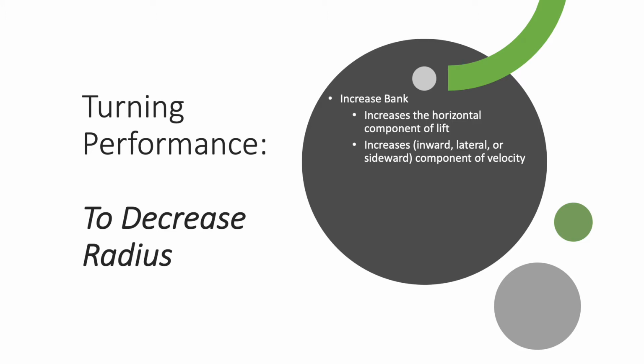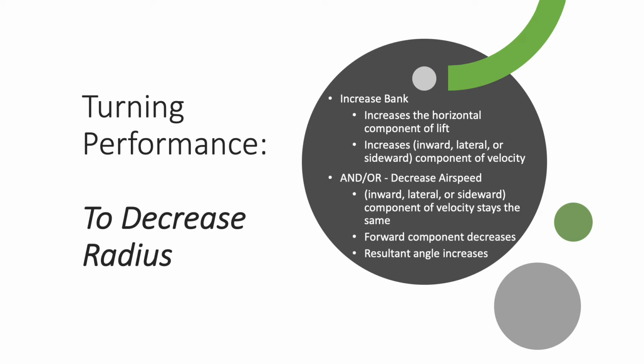One of the things we can do is increase bank. What that does is it increases the horizontal component of lift, which accelerates us towards the center of the turn. The other thing we can do, in addition or instead of increasing the bank, is that we can decrease our radius. That gives us a tighter turn without increasing the centripetal or inward force.